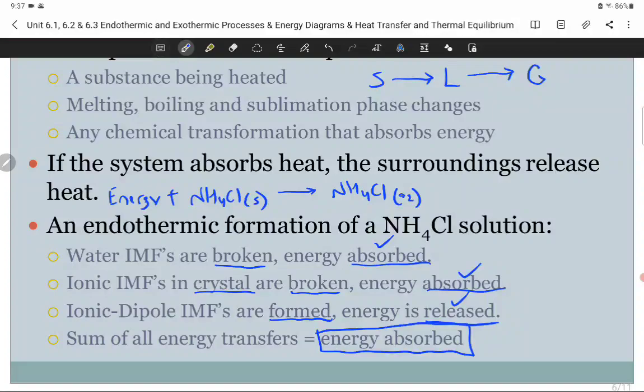So if you would have this going on in a beaker and you'd put your hand around the beaker, you would notice that this is getting very cold. Why is it getting cold? Energy is getting taken out of your hand. Your hand is the surroundings, and it's getting absorbed into the system.